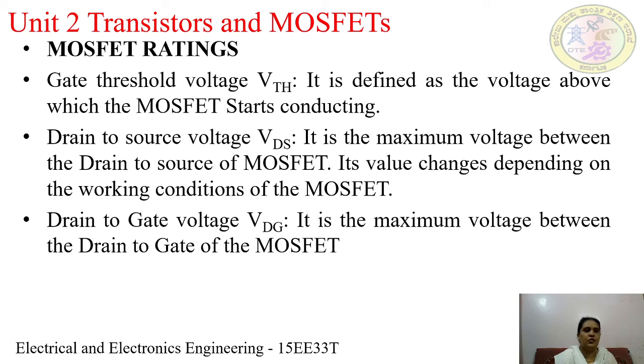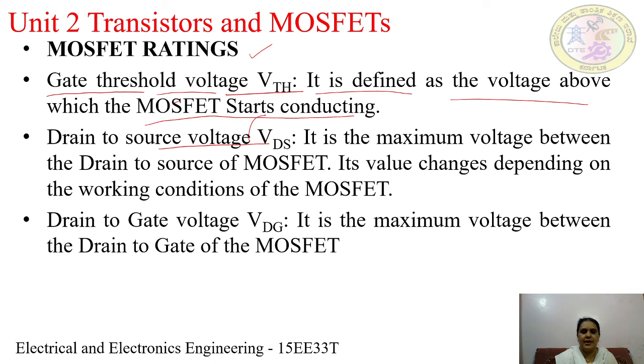So now let us move on to the different MOSFET ratings. So we have the VTH. It is the threshold voltage, or it is called the gate threshold voltage. It is defined as the voltage above which the MOS starts conducting. Usually whatever ratings I am talking about are present in the data sheets of the MOSFETs. So the next parameter is VDS, drain to source voltage.